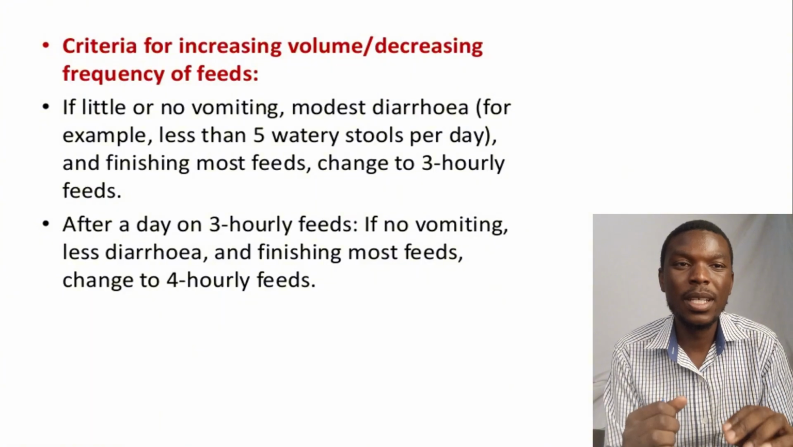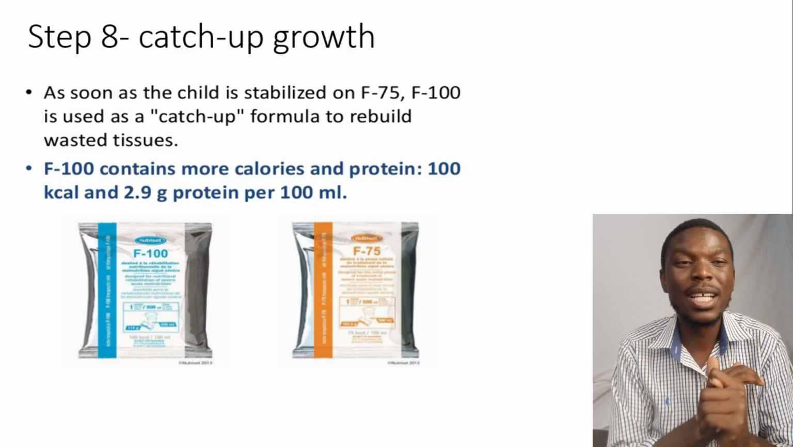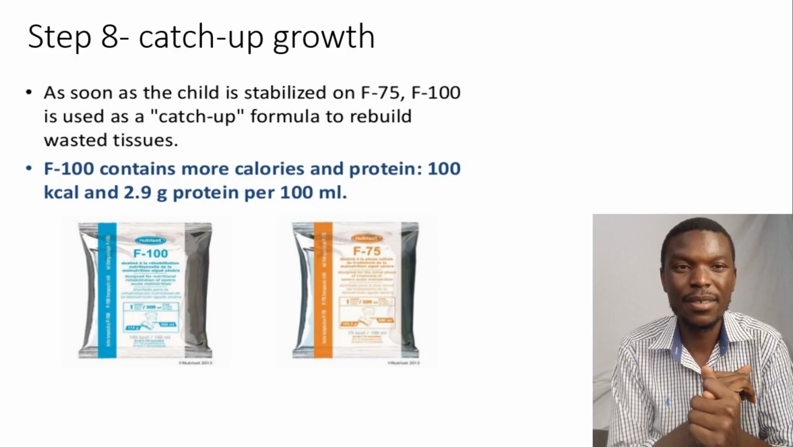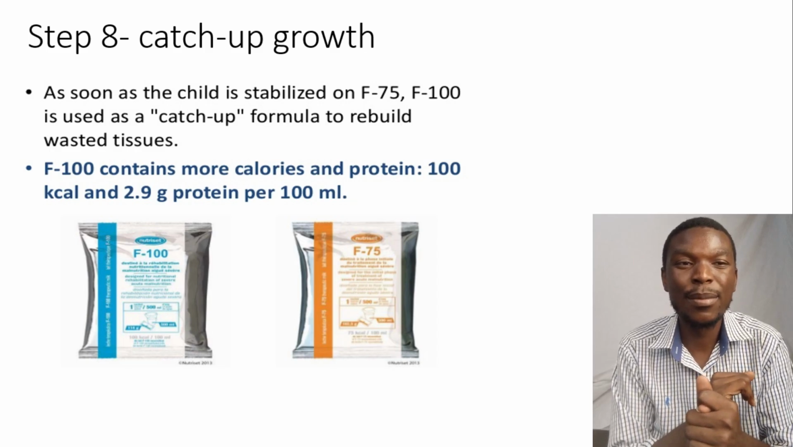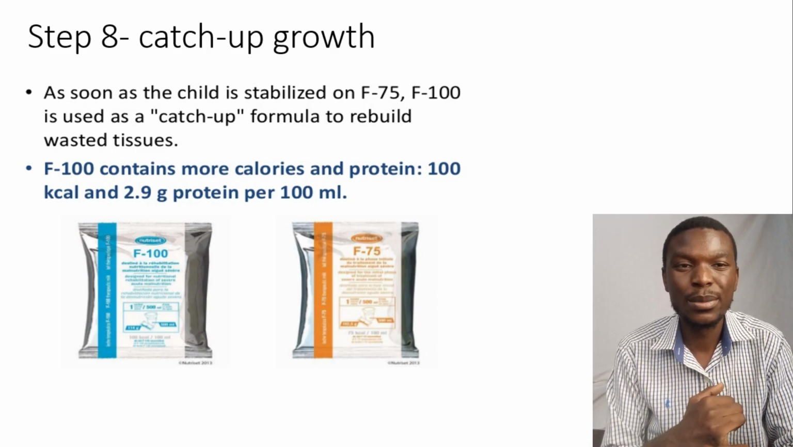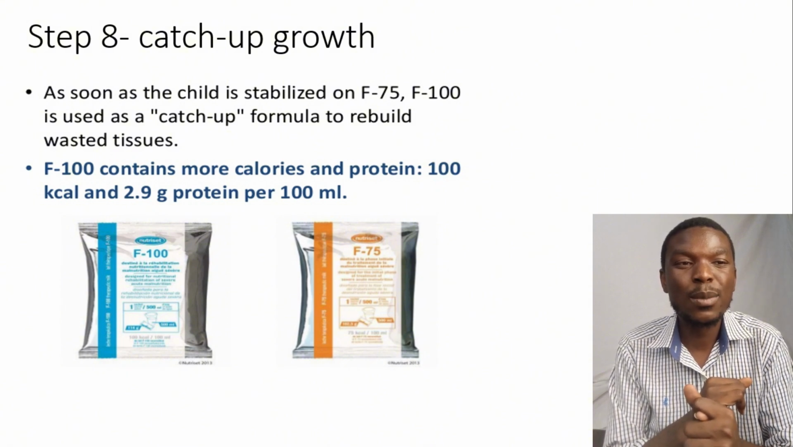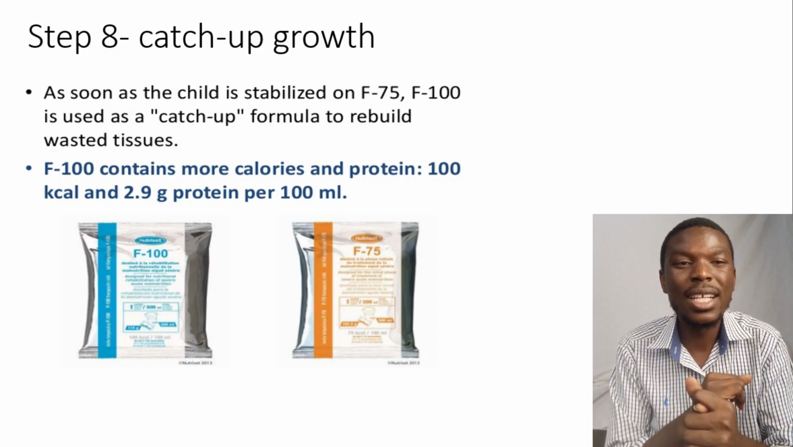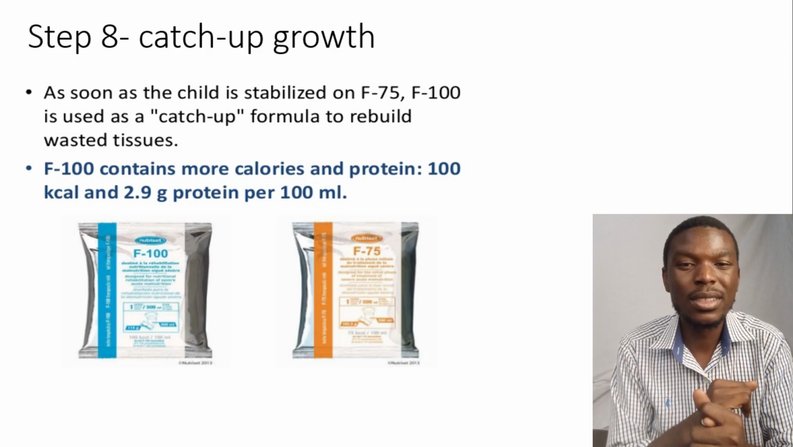So we go to step 8, which is the catch-up growth. As soon as the child is stabilized on F75, you switch to F100. This F100 is used as a catch-up formula to rebuild wasted tissue. F100 contains more calories and protein, 100 kilocalories and 2.9 grams of protein per 100 ml.